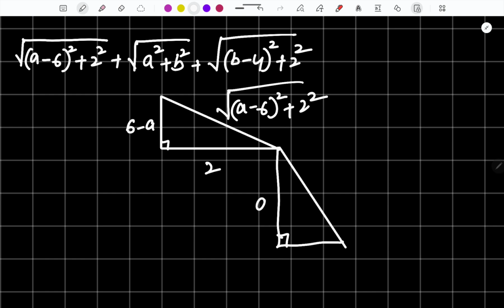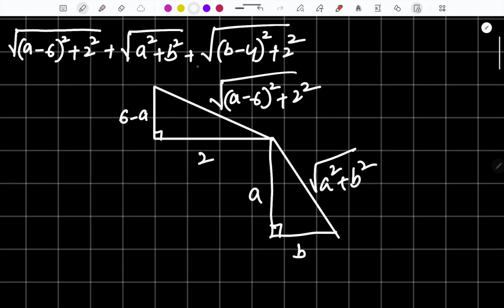Okay, here I am taking a, here I am taking b, therefore this is going to be a square plus b square. So next, for the next right angle triangle, I am going to take another right angle triangle. That right angle triangle I am going to take like this.